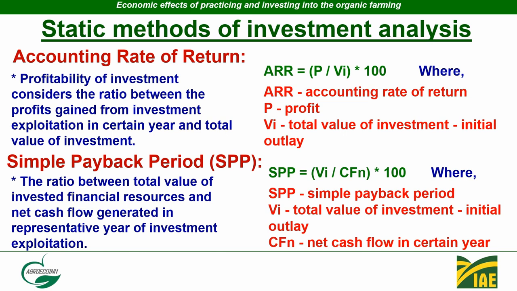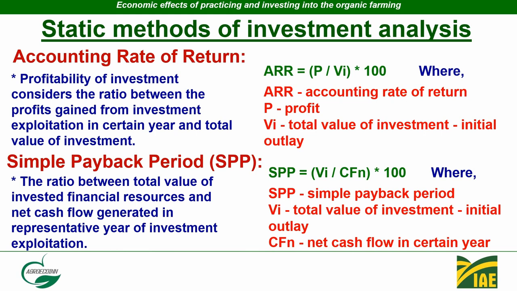Simple payback period represents the ratio between the total value of the invested financial resources and net cash flow generated in a representative year of investment exploitation, assuming that all cash flows gained during the project exploitation have approximately equal values. Indicator defines the period of investment usage needed for returning of previously invested financial resources.